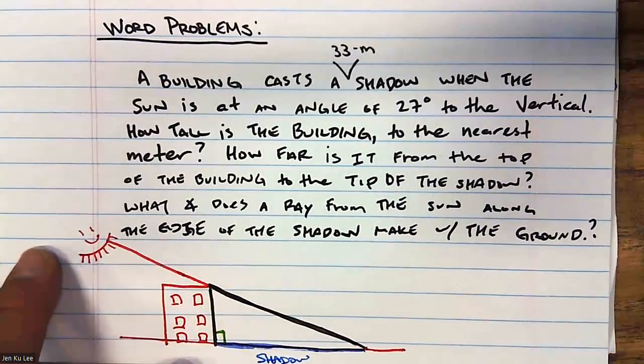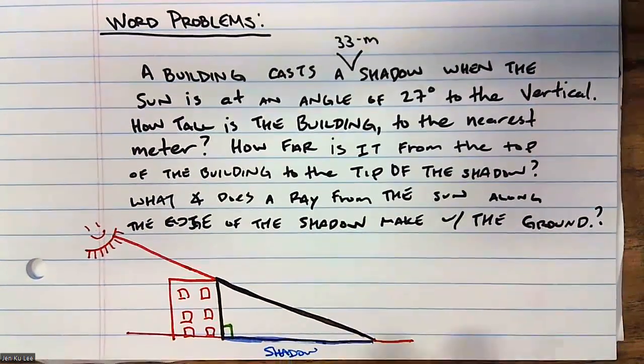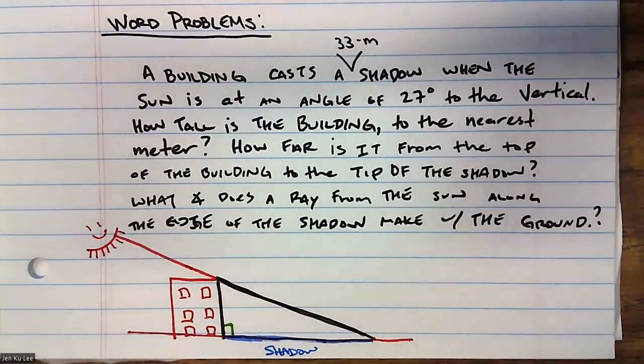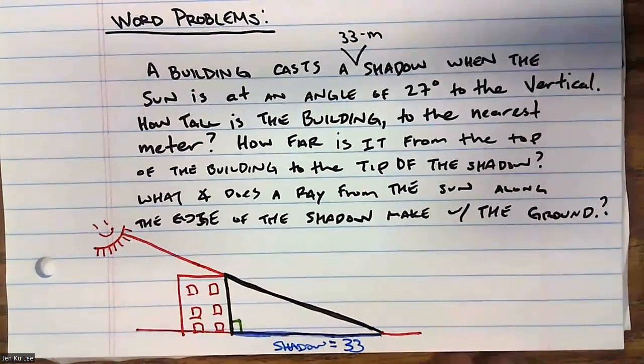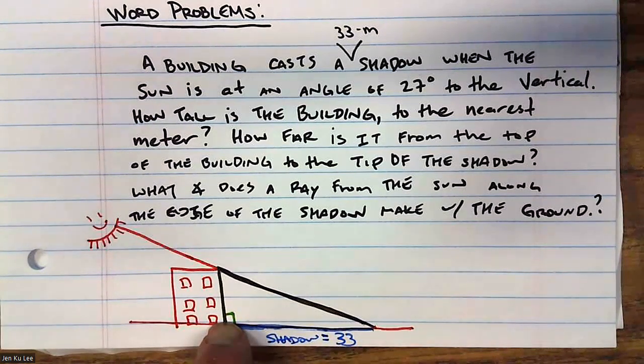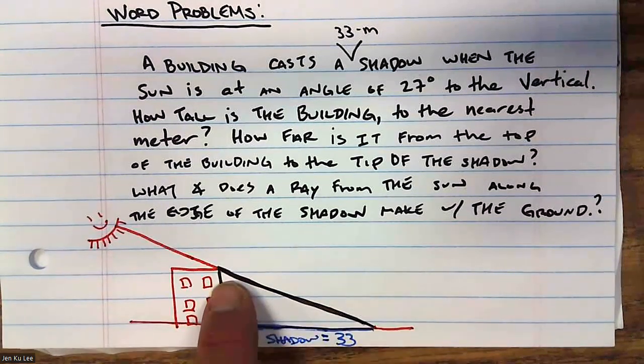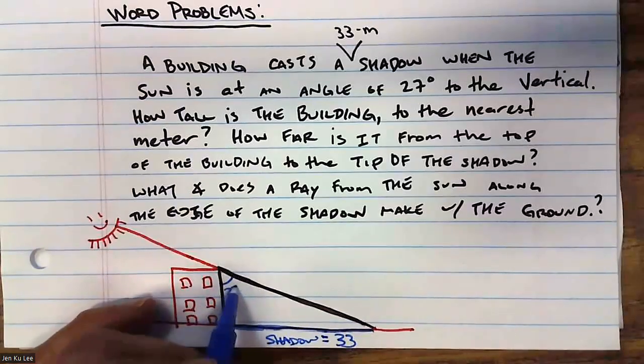All right. When the sun is at an angle of 27 degrees to the vertical. So 33-meter shadow. So that means that this guy here is 33 meters, right? Because that's my shadow. When the sun is at an angle of 27 degrees to the vertical, what does that mean? What angle am I talking about? I'm not talking about this angle because this angle is 90. Is it the one on the top or the bottom? The top one. This angle here is 27 degrees.